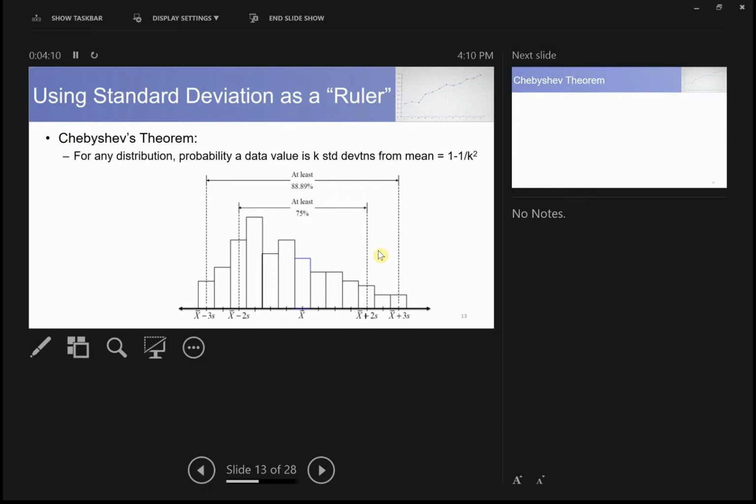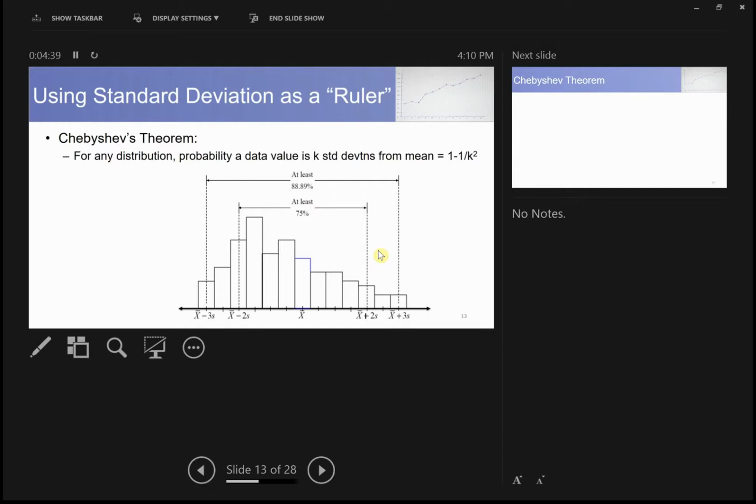So this is one of the limitations of Chebyshev's Theorem. The thing that you're looking for has to be more than 1 standard deviation from the mean. Otherwise, it doesn't make sense. If it's less than 1 standard deviation from the mean, you get negative values for probability, which of course can't happen, right? So you have to be looking at least 1 standard deviation from the mean.